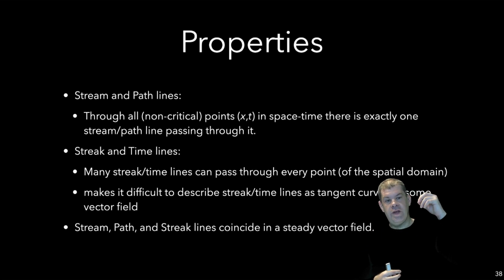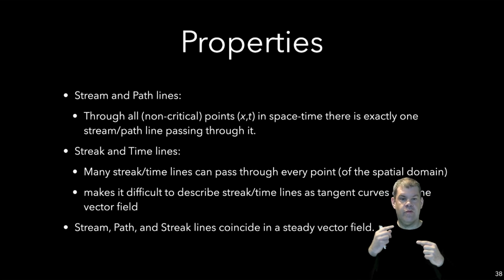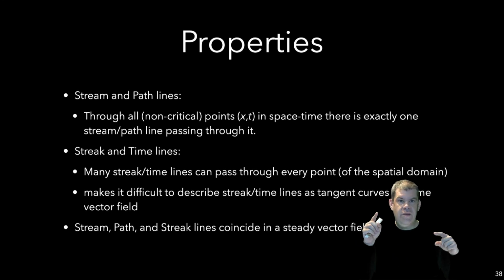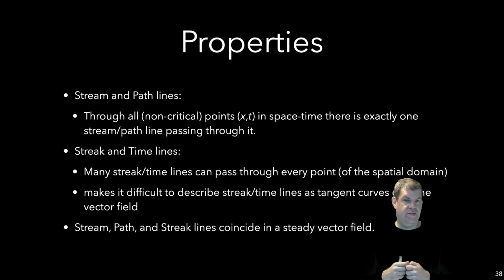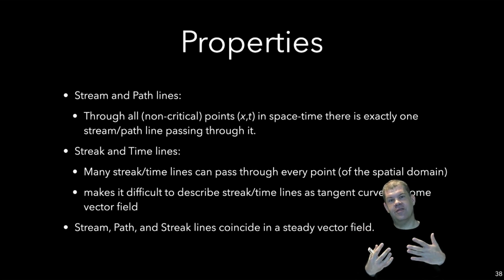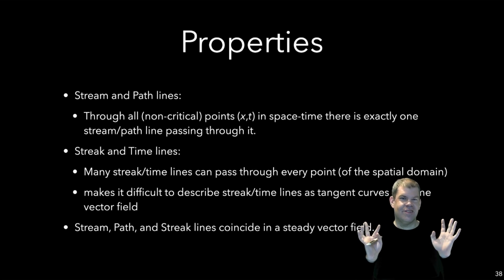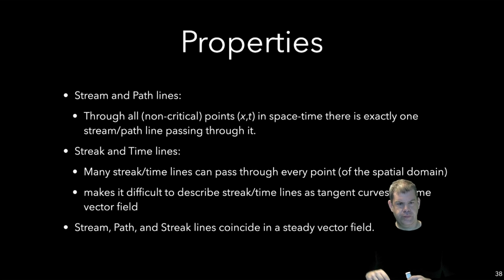So at every point in space-time, there's only one streamline or path line passing through it. That's a very important property. So these things never cross, okay? They might pass by, but they never cross. Okay? So this is also nice for debugging. If two of your lines cross, something is completely wrong in your code.